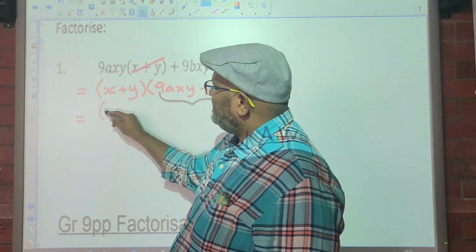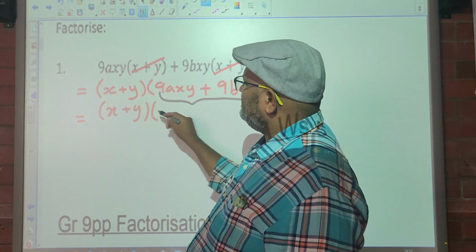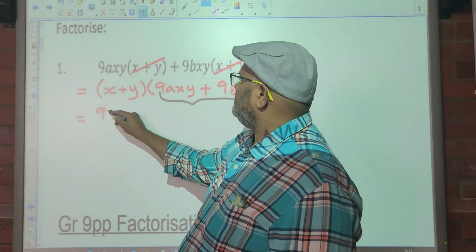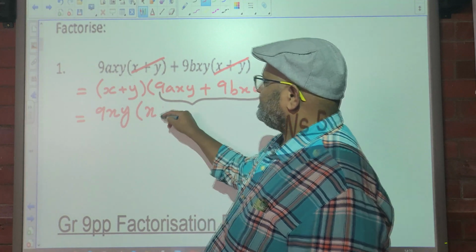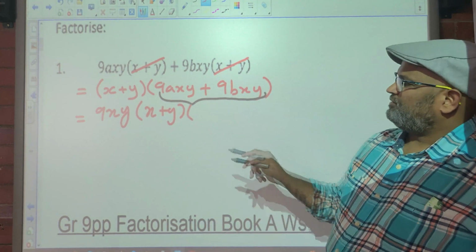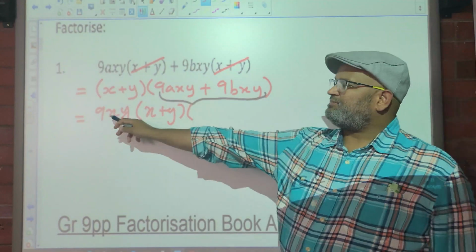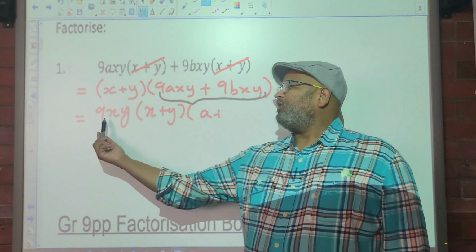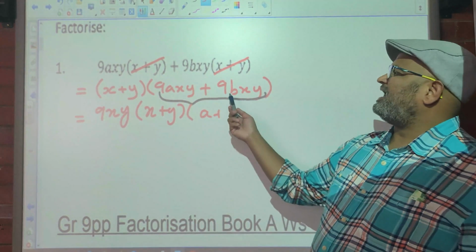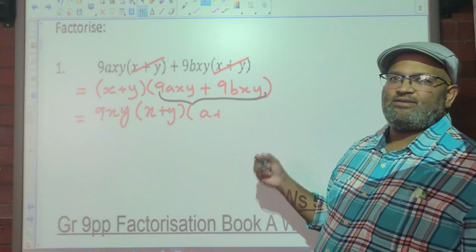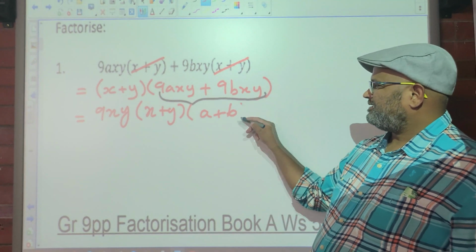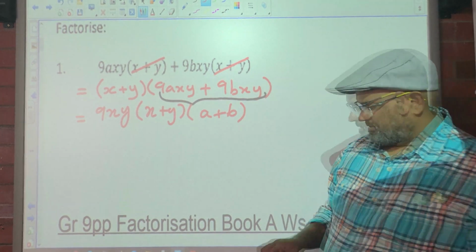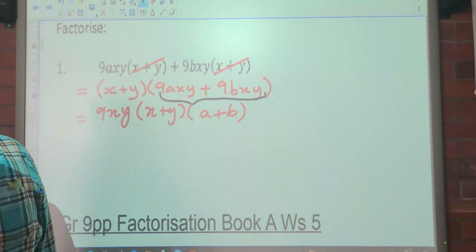So what are we left with? X plus y. We've got 9xy, so it's x plus y. And we're left with, if you say 9axy divided by 9xy, a. Or you can ask yourselves, what must 9xy be multiplied by to give you 9bxy? Okay, you guys understand? See any confusion here? No.